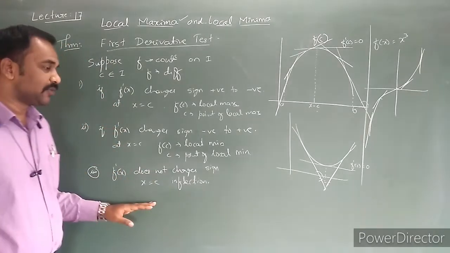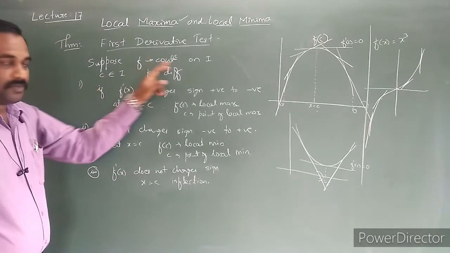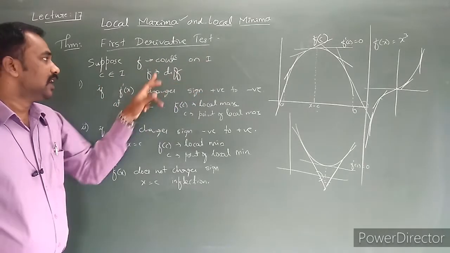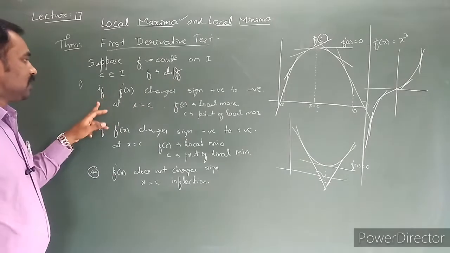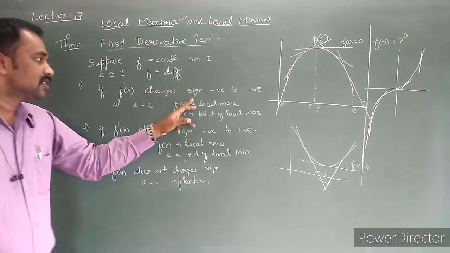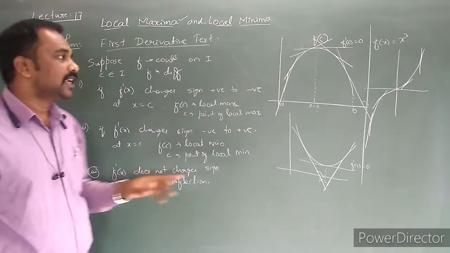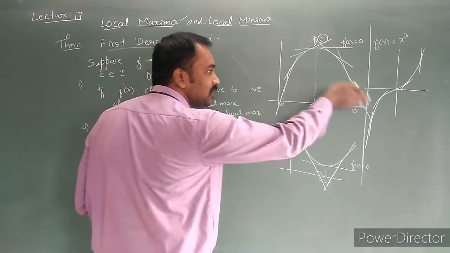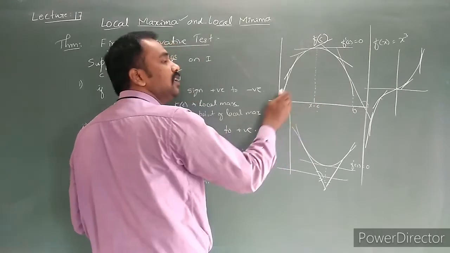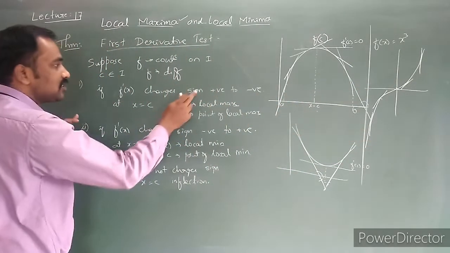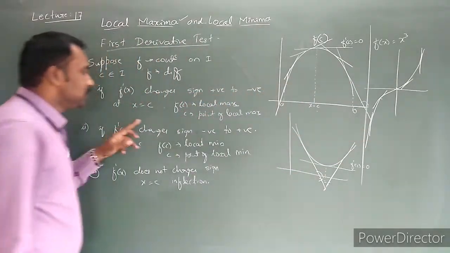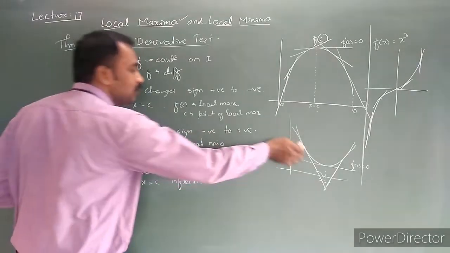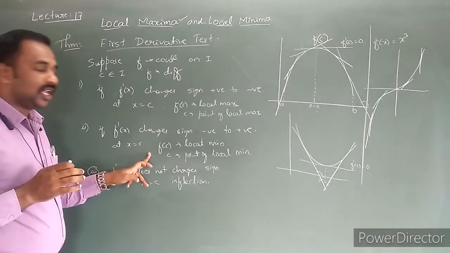This is the first derivative test. f is a continuous function on I, C is any point belonging to the interval, and f is differentiable. If f dash of x changes the sign from positive to negative on moving x from the left hand side to the right hand side, it is a local maximum. If it changes the sign from negative to positive, it is a local minimum.